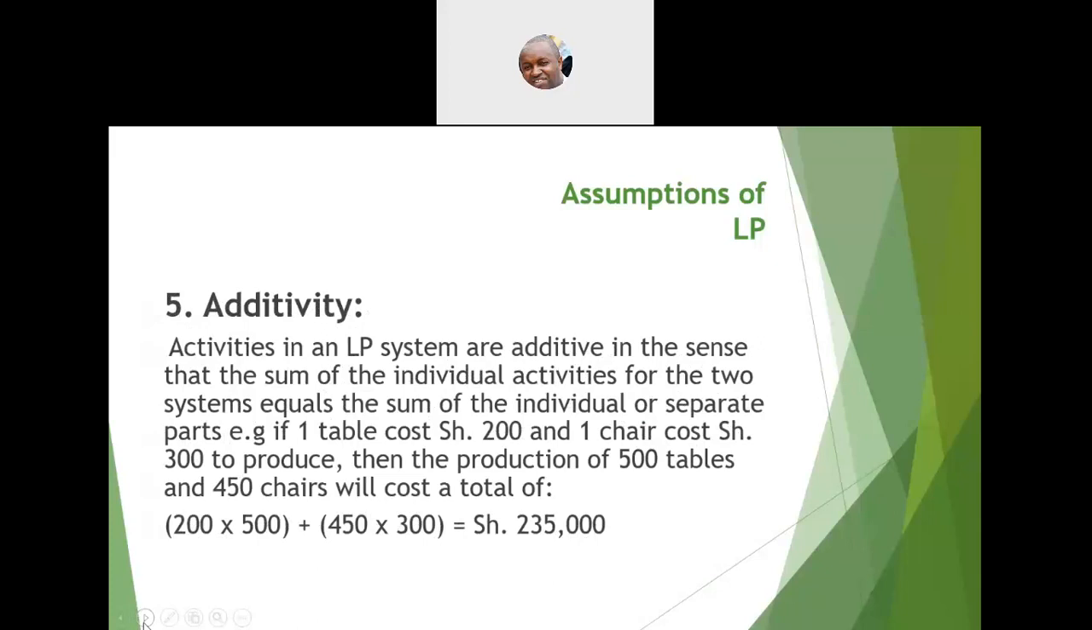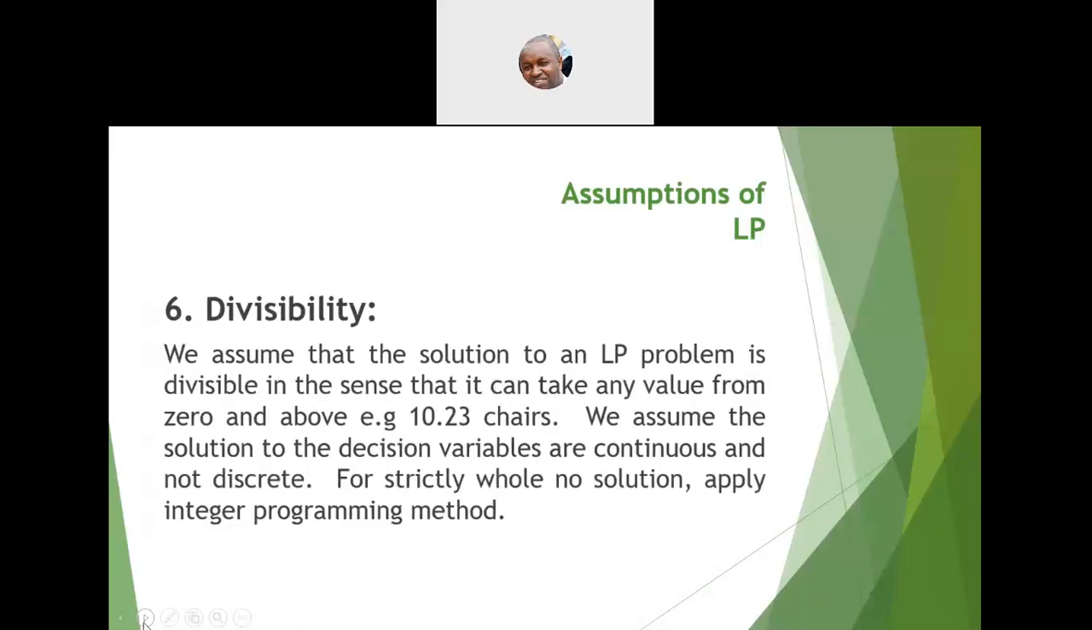We are saying in an LP system, the sum of individual activities for the two systems should equal the sum of individual or separate parts. That is to say, if we have a table costing 200 shillings and a chair costing 300 shillings, then we should be able to compute the cost of 500 chairs or 500 tables and 450 chairs. We should be able to compute that.